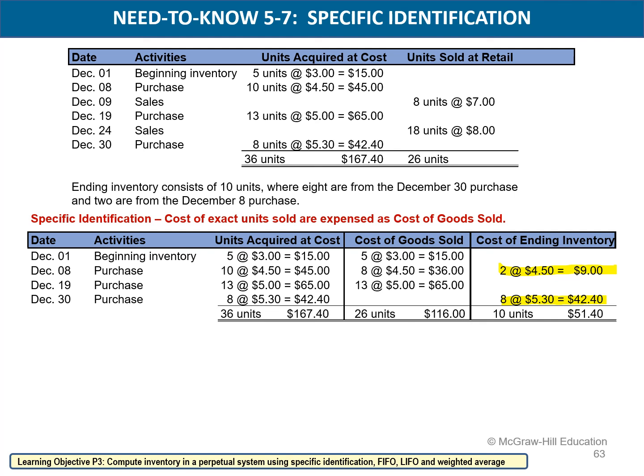Okay, so that's no different than the periodic system. So we have cost of goods sold of 116, ending inventory of 5140, and goods available for sale of 166.